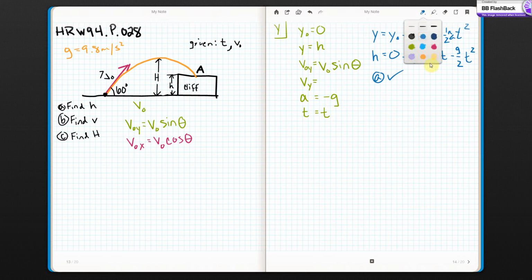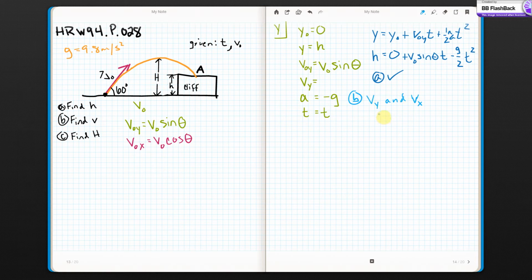Okay, number B. Number B says find V. That is the speed, the magnitude of the velocity where the projectile hits the cliff, so right here at point A. To do B, I need the velocity in the Y direction and the velocity in the X direction at that point.